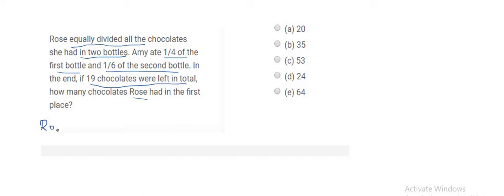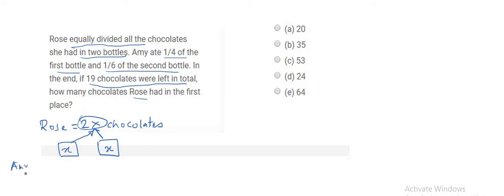So let us assume that Rose had 2x chocolates in total, and then she divided them up in 2 boxes, each having the amount x, so that it's equal, and once you sum it up, it adds up to the 2x amount of chocolate in total.